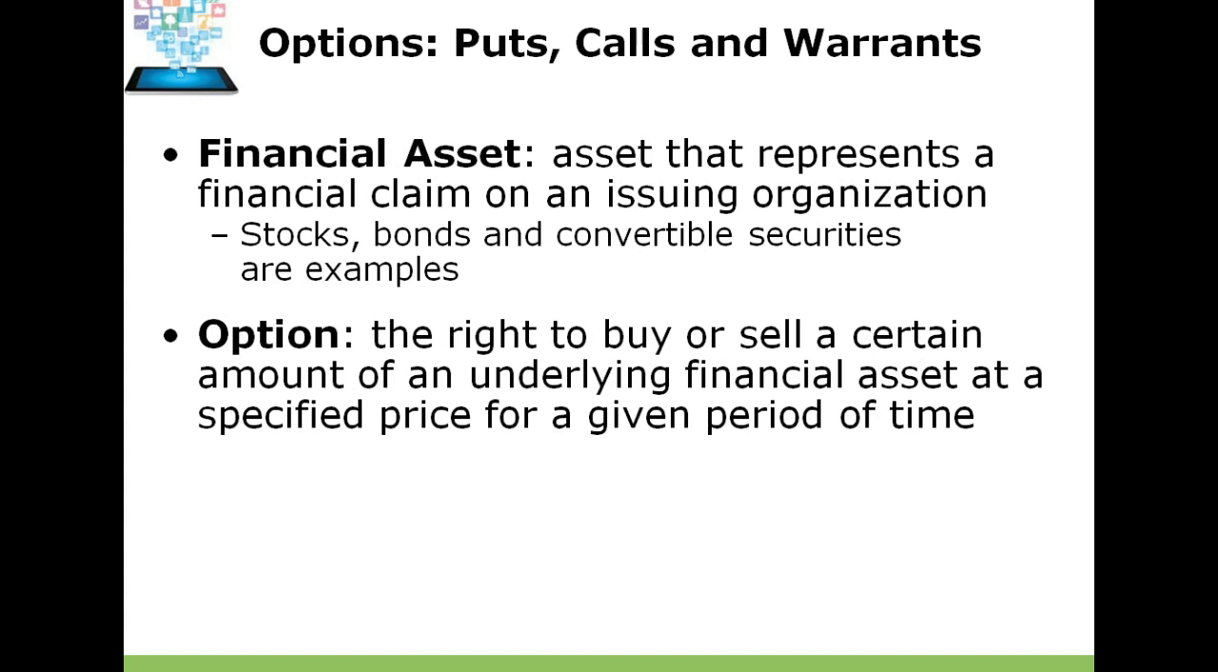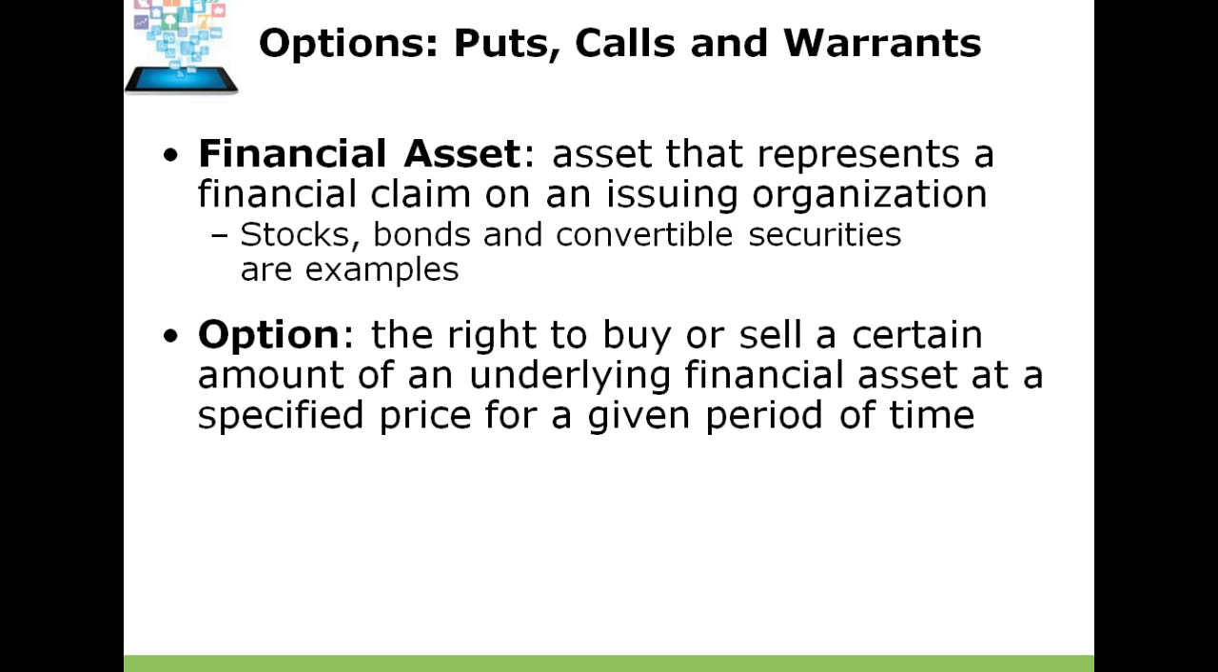So an option is another type of financial instrument whose value is based on a financial asset. So the asset represents a financial claim to an issuing organization. In our case, we're going to be mostly talking about stocks. So we're going to talk about stock options. And the option gives you the option to buy the stock at or sell the stock at a certain price for a specific period of time.